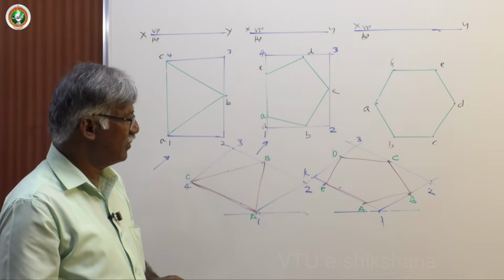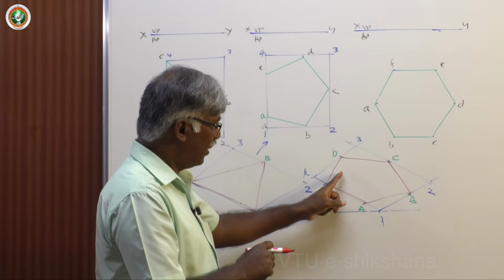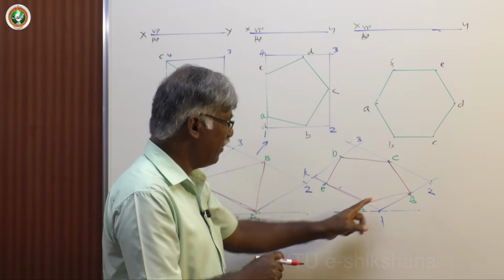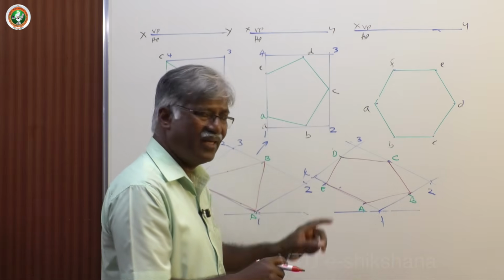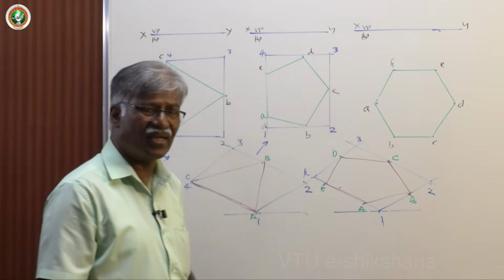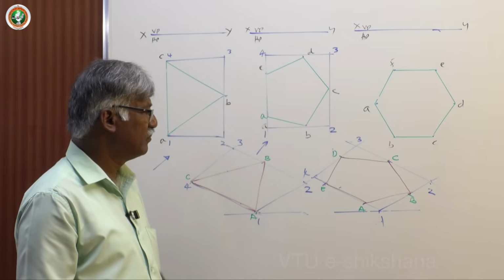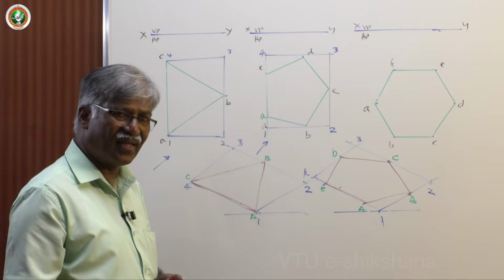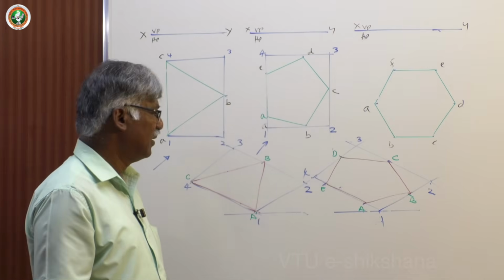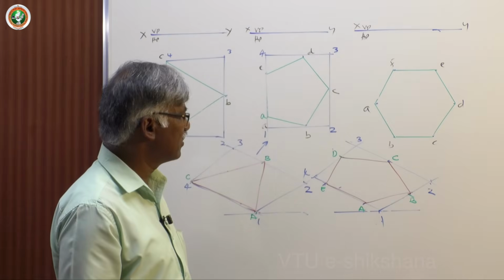Next comes, sorry, the edges ED, AB, BC and CD are all non-isometric lines. Only the line AE is an isometric line, because it is on the isometric line, the 30-degree line. Any line other than the vertical line and the 30-degree line is called a non-isometric line.